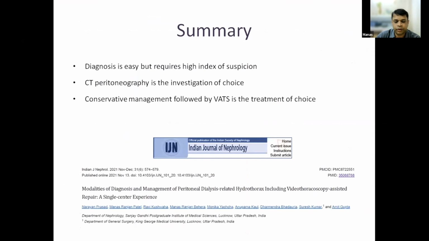Conservative management for at least 2 to 6 weeks. If not, then VATS is the treatment of choice. And recently we have published, as Balasubramanian sir told.